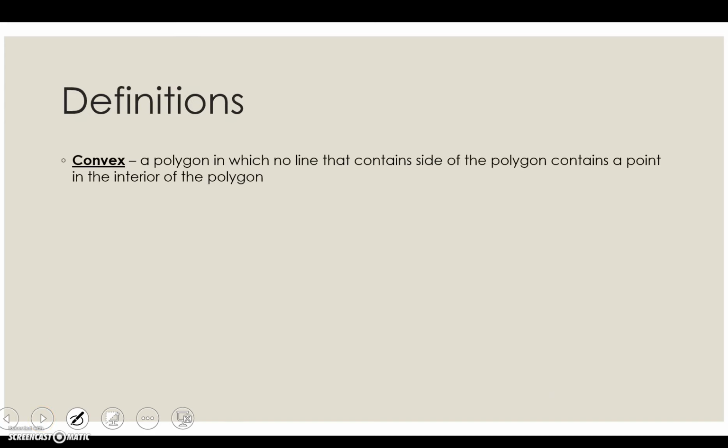Continuing on, there are 2 different types of polygons that we can have. The first is a convex. This is a polygon in which no line that contains sides of the polygon contains a point in the interior of the polygon. So this is an example of a convex polygon. What it means is there are no points that are going inwards. All the angles are pointing outwards.